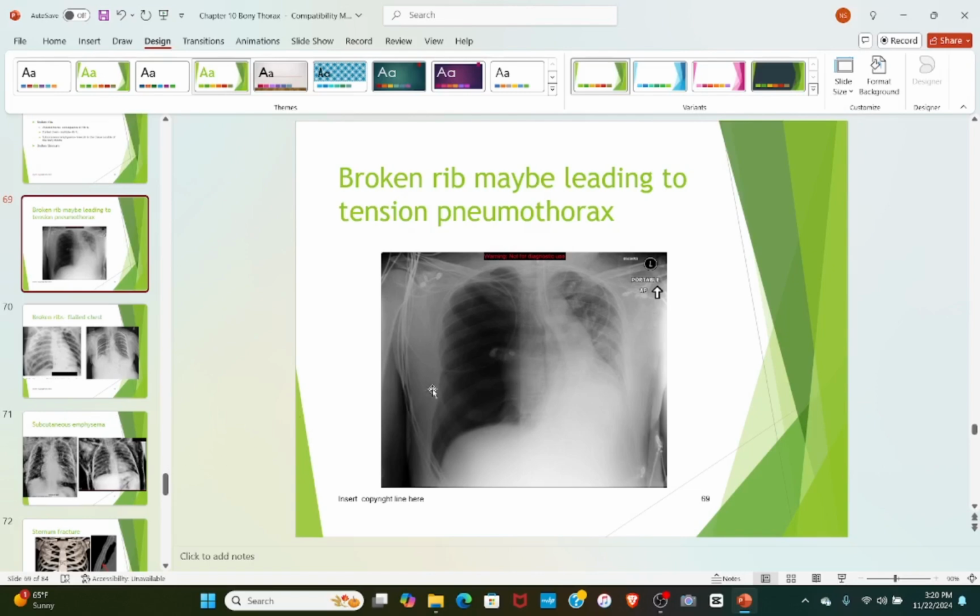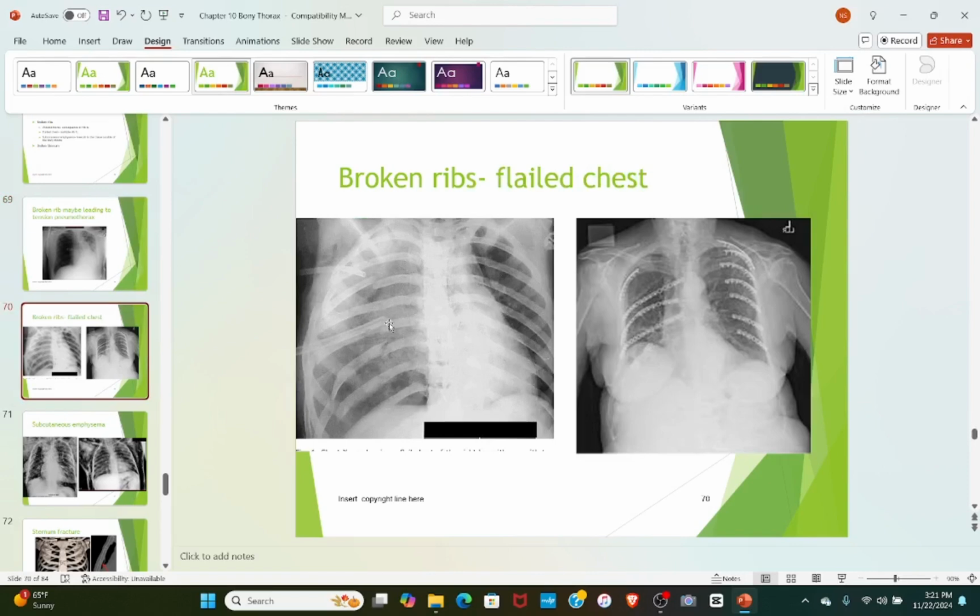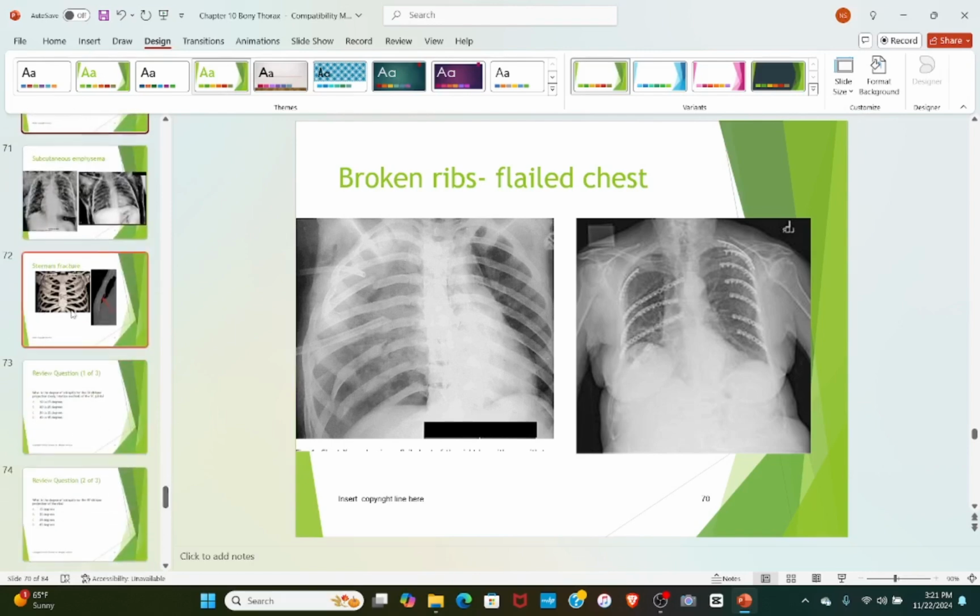So what they would do for that is insert a chest tube, hook the chest tube up to suction, and it would reinflate that lung and bring the mediastinum back to midline, and the patient would be in much better shape. So with multiple rib fractures, a flail chest, you see fractures here, here, here, here. They're just all over the place. So they put plates and screws in there to strengthen that. Otherwise, the patient would have to be on a ventilator for a really long time for all of those rib fractures to heal up. So this is a flail chest.